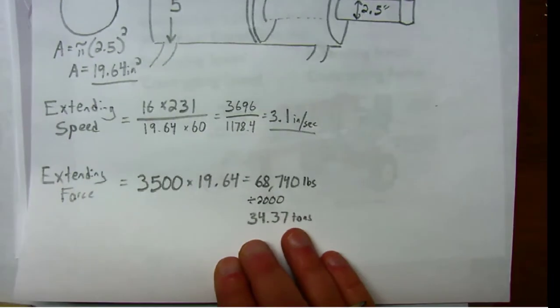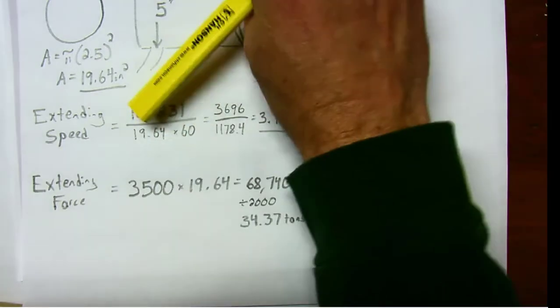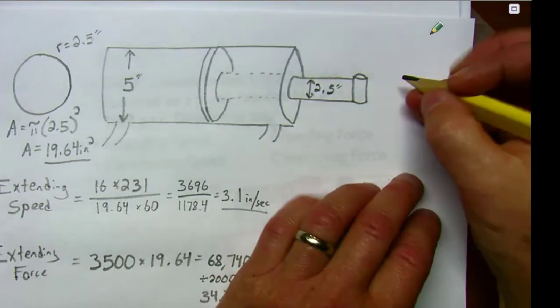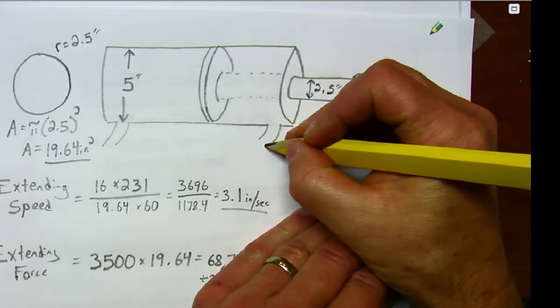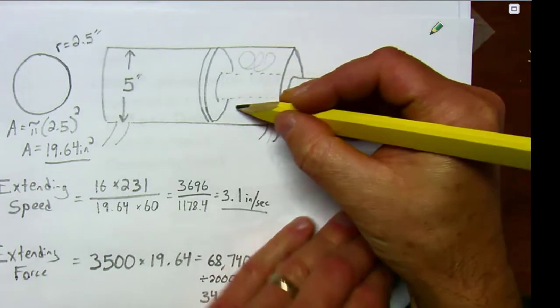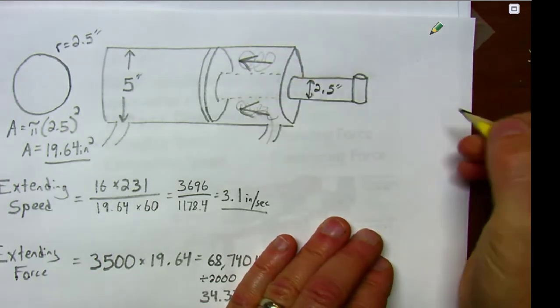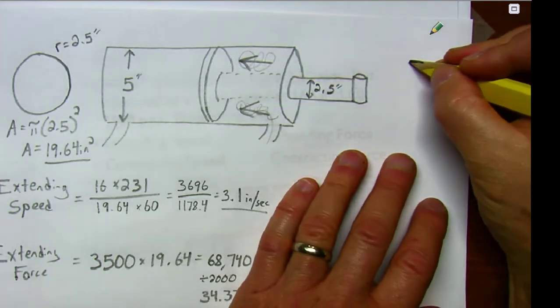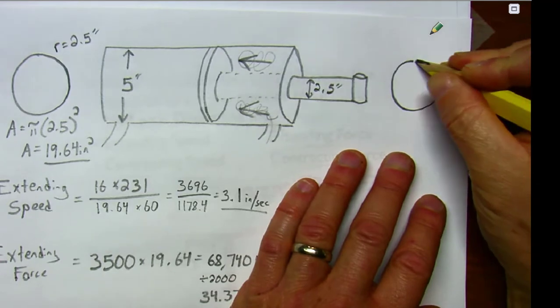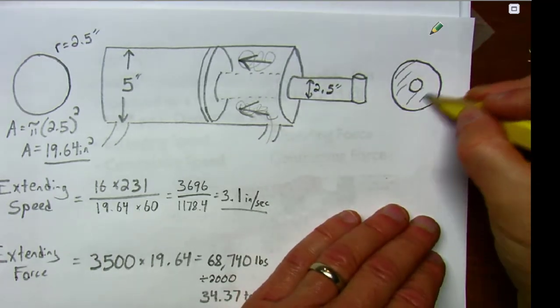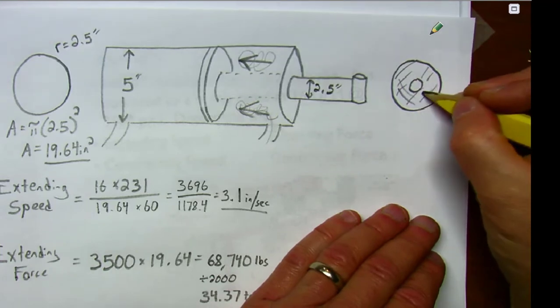Okay, now let's talk about the contracting side. The contracting side is really going to be the same except for the annulus. When this hydraulic fluid goes in over here and fills up the right side of the cylinder in order to push the piston back down and to draw the ram in, it's going to be a smaller area. So we're going to lose that hole in the middle, and we need to find out what the area of that annulus or that donut is.